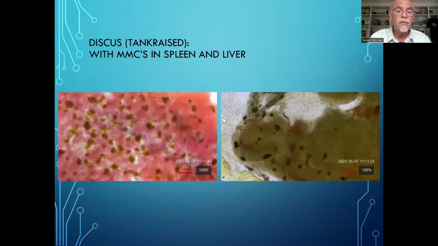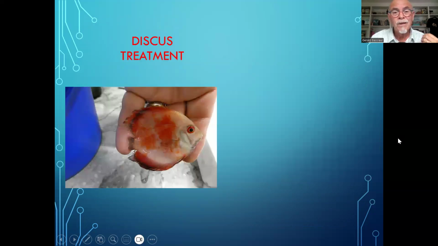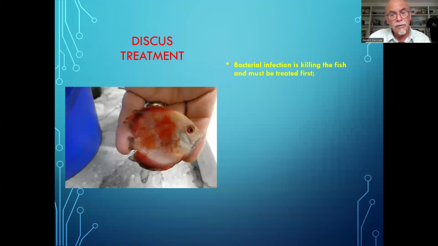In the organs, on the left the spleen with melanomacrophage centers, and the right the liver, also with those macrophages that incorporate bacteria to protect the organ, but at the same time the organ loses function. So the discus treatment, well, I always tell in my presentations, the bacteria are usually the killers. They are the ones that make sure your fish will die. The parasites can take a long time before the fish dies, but the bacteria eventually is the one that damages the organs and make the fish suffer badly so they die.